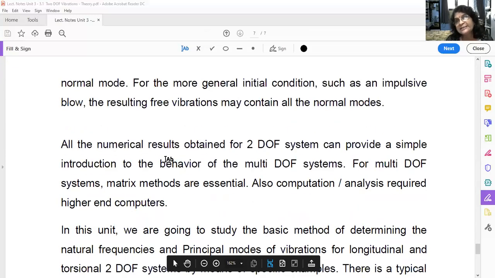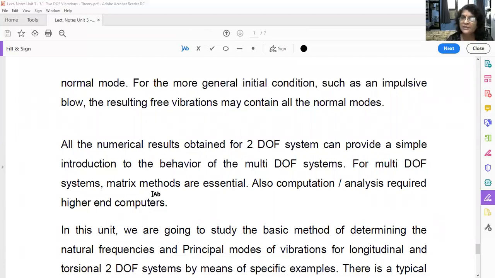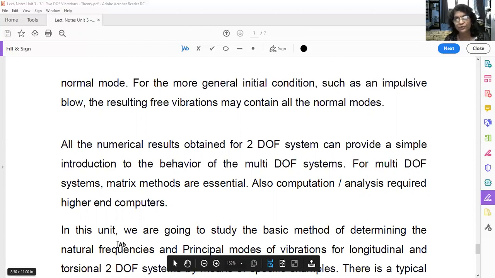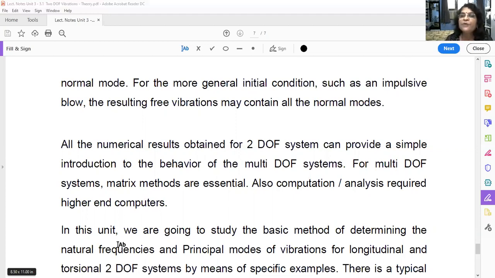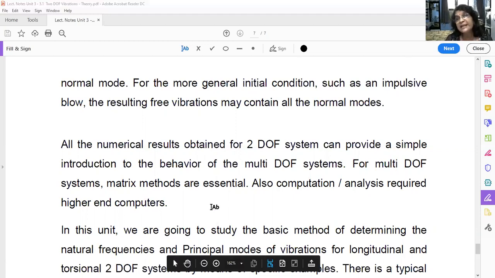Now, all the numerical results obtained for a 2 DOF system can provide a simple introduction to the behavior of the multi-DOF system also. See, in this unit we are going to study only the 2 DOF system. But whatever results we obtain, the same results can be extended to apply to a multi-DOF system also. That means we don't have to study multi-DOF systems separately in detail. Whatever theory, concepts and results you obtain for a 2 DOF system, the same can be extended to multi-DOF systems. This is the beauty of studying the 2 DOF system.